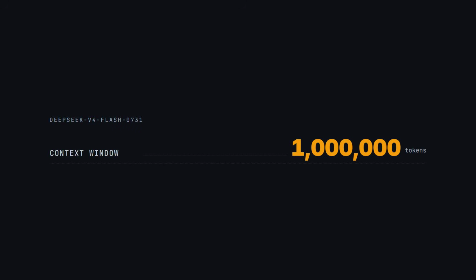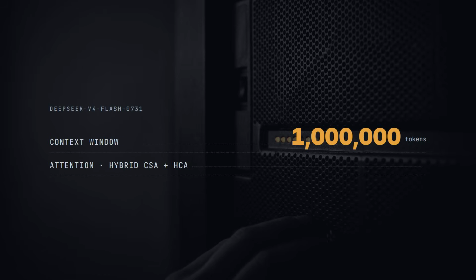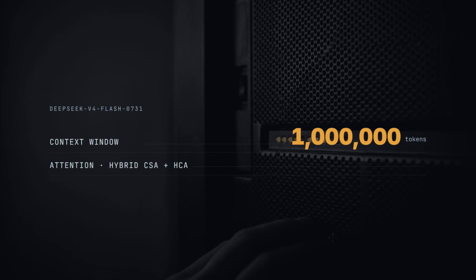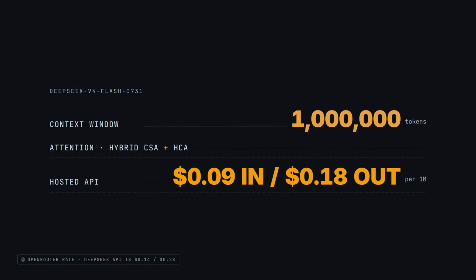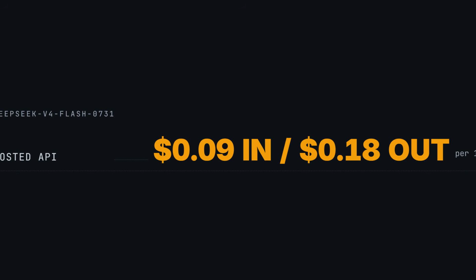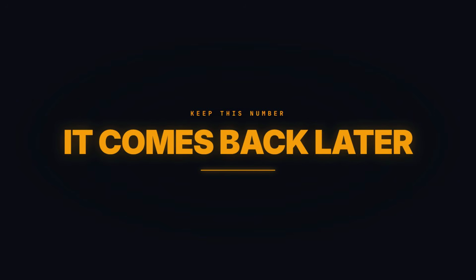Context window is 1 million tokens. Attention is a hybrid, CSA plus HCA, and the hosted API on OpenRouter is 9 cents per million input tokens, 18 cents per million output. Keep that number somewhere in the back of your head. That number comes back later, and it's going to be uncomfortable.